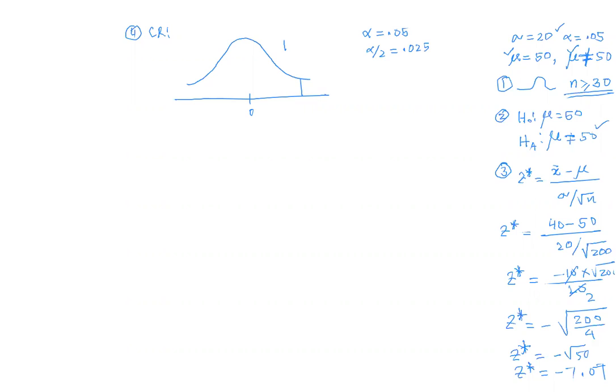So this is going to be 0.025, and this is going to be 0.025. So this point is going to be negative 1.96, and this point is going to be positive 1.96. So your critical region is going to be negative infinity to negative 1.96, union 1.96 to positive infinity. Now, step number 5 is your conclusion.